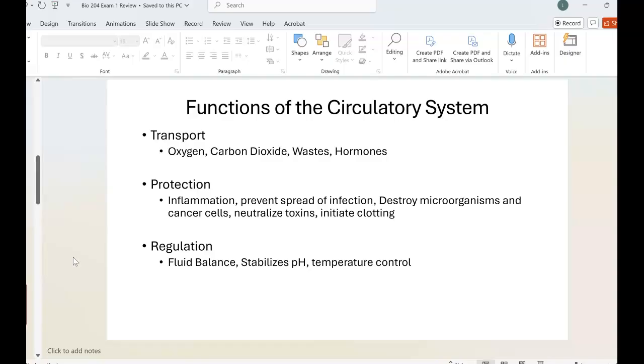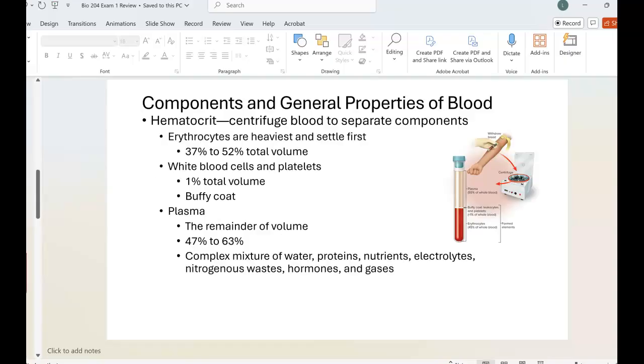It also helps us with our immunity. And we also talked a little bit about those white blood cells that help us with immunity, also helps us with regulation. So fluid balance that we talked about can also help us regulate our temperature and pH, which is another thing that we also talked about. So we first started talking about the components of blood.